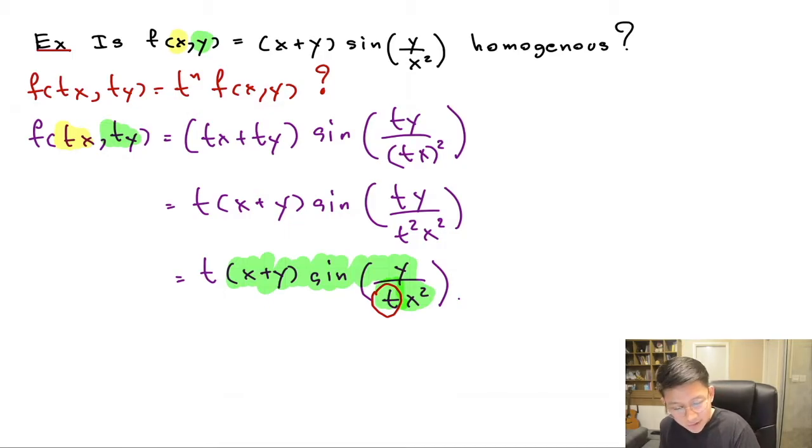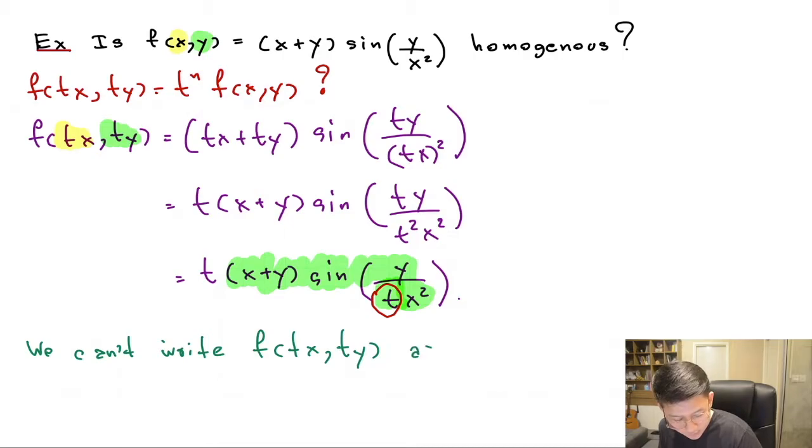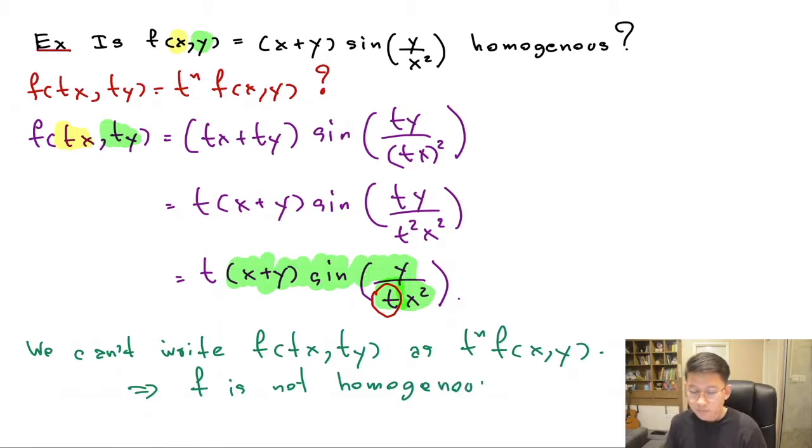So in that case, we can't write f of tx, ty as t^n f of x, y, which means that this f is not homogeneous. Okay? So right now, we know how to verify whether or not function f is homogeneous.